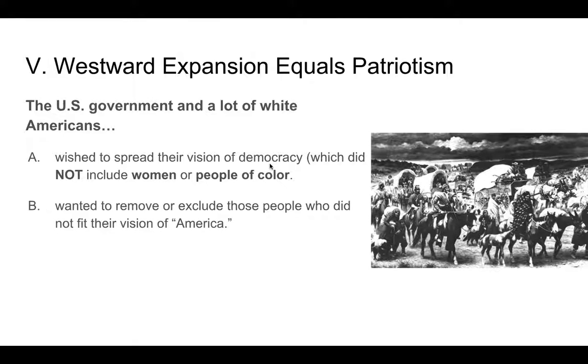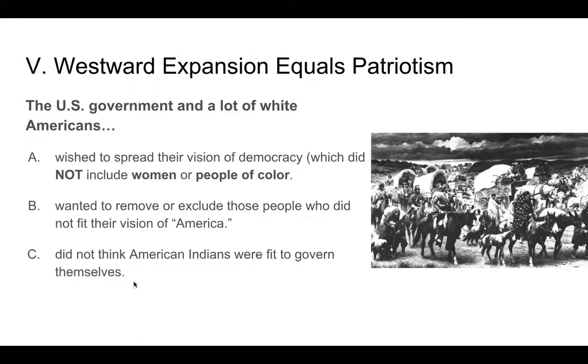The U.S. government and a lot of white Americans wanted to remove or exclude those people who did not fit their vision of America. And we see the Trail of Tears here, which is the Cherokee being removed from their native lands or their traditional land, and Native people did not fit the vision of what America was.